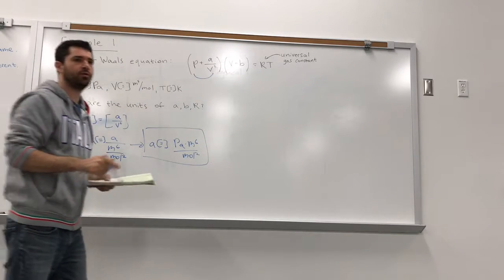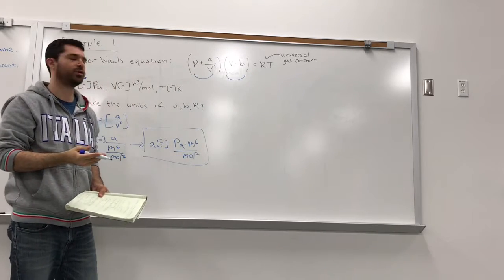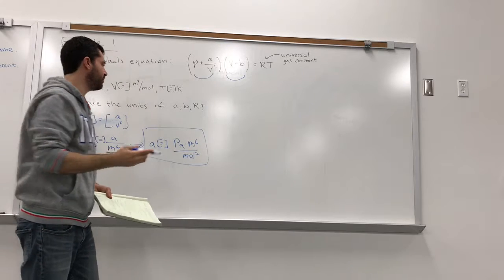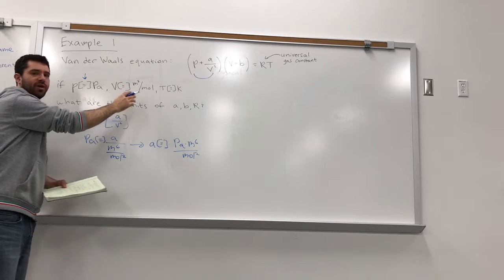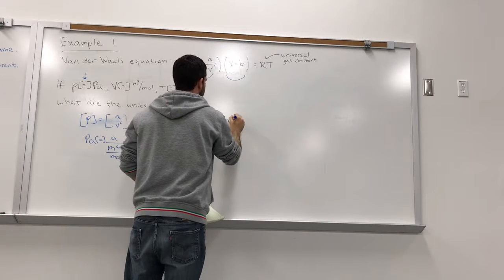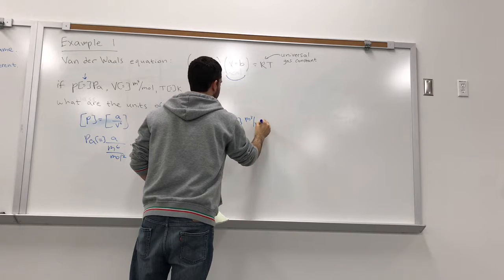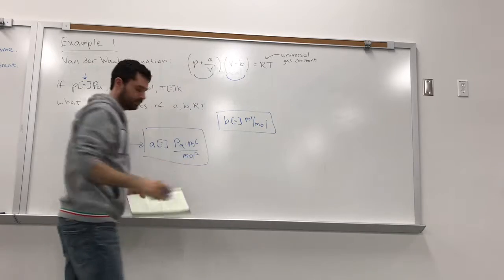Now to calculate the units of B, we look at this term. Again, we have to apply the first law of dimensional consistency. So B has to have units that are equal to V, where these units of meters cubed divided by mole describe a molar volume. In that case, the units of B are just going to be cubic meters divided by mole, same as V, which were given in the question.